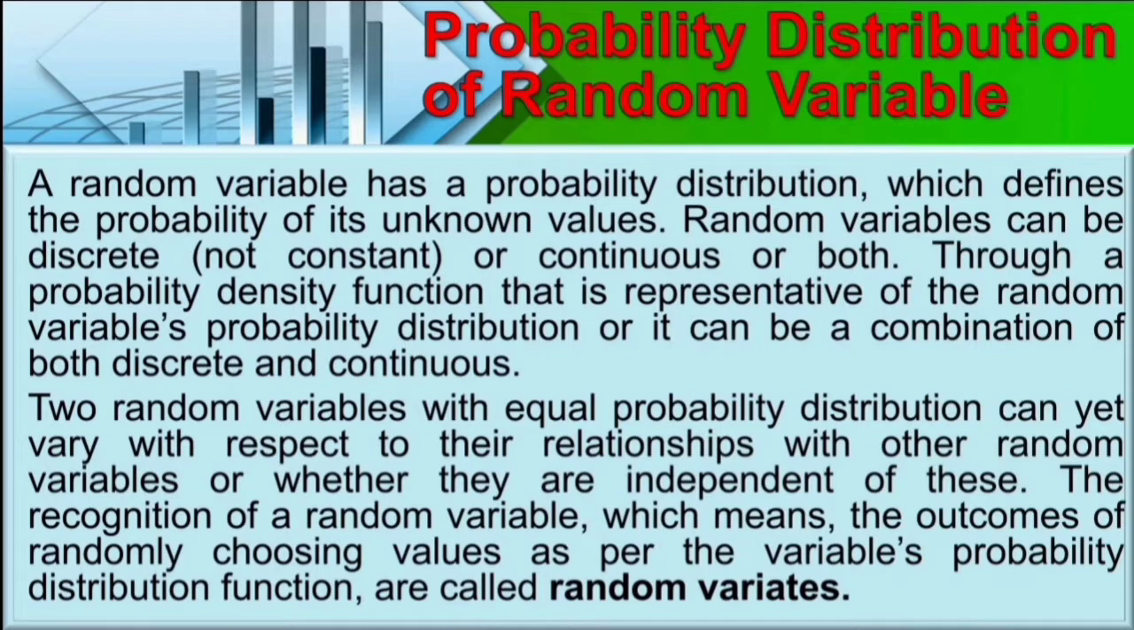Two random variables with equal probability distribution can yet vary with respect to their relationship with other random variables or whether they are independent of these. The realization of a random variable, which means the outcomes of randomly choosing values as per the variable's probability distribution function, are called random variates.